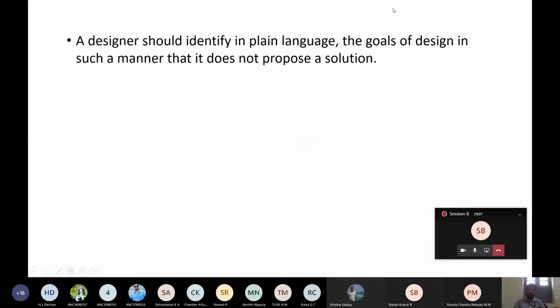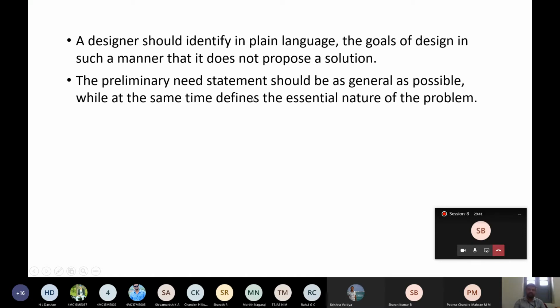A designer should identify in plain language the goals of design in such a manner that it does not propose a solution. Okay, so while reading a problem statement itself, if you restrict yourself to a particular solution, then that will restrict your innovative ideas. So even though it is possible for you to generate 6 to 8 solutions, you will restrict yourself to one or two.